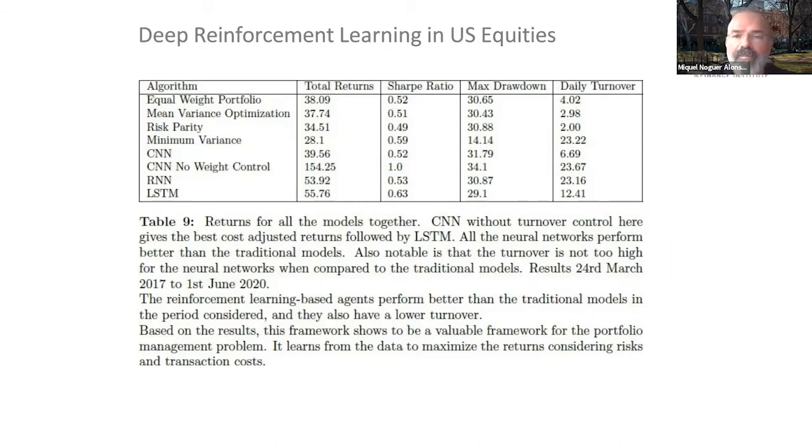one of 53 or 63. So the best performing model would be a reinforcement learning agent that uses LSTMs, that has a max drawdown of 29, and it also has a little bit lower turnover than the traditional models.